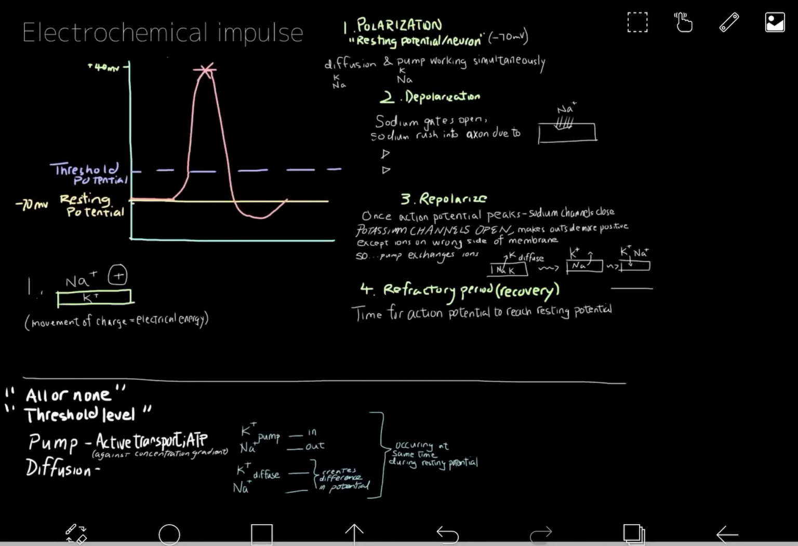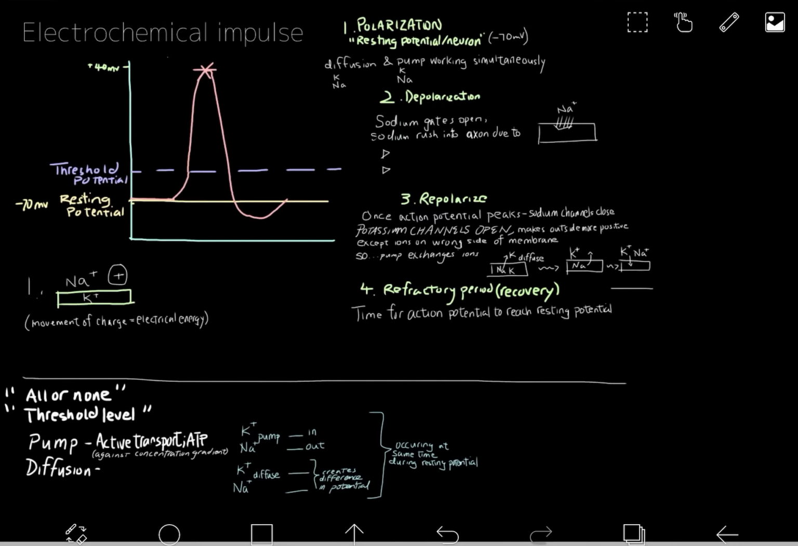Today we're going to take a look at how the electrochemical impulse works across the neuron membrane in respect to this graph, and also we're going to talk about the sodium potassium ions, the channel, diffusion, and the pump, and everything that you see outlined on this page.